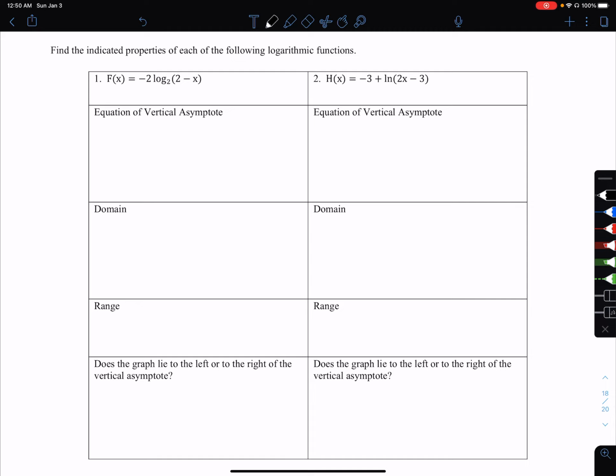The equation of the vertical asymptote. I'm going to take the argument, set it equal to 0, and solve it. I'm suggesting the vertical asymptote here would be x equals 2. Domain: I take the argument, I set it greater than 0, and I get x by itself. So that tells me the domain is going to be everything to the left of 2, which is going to be negative infinity to 2. The range is always negative infinity to infinity.